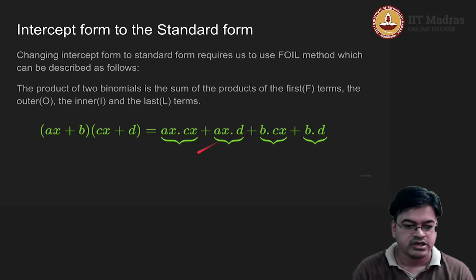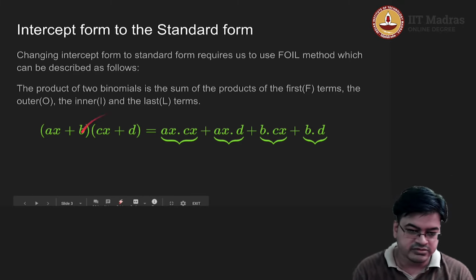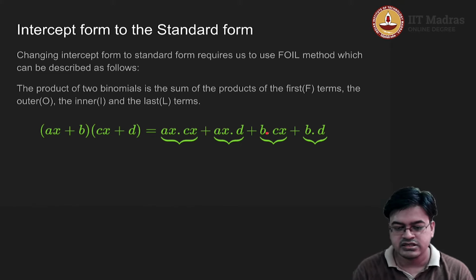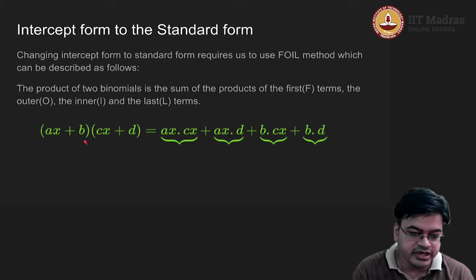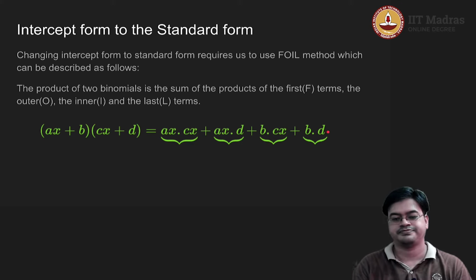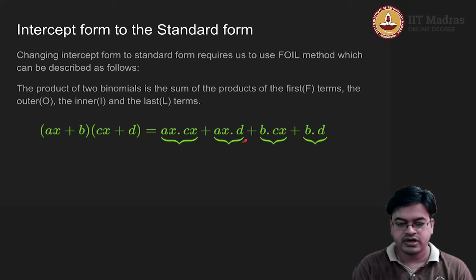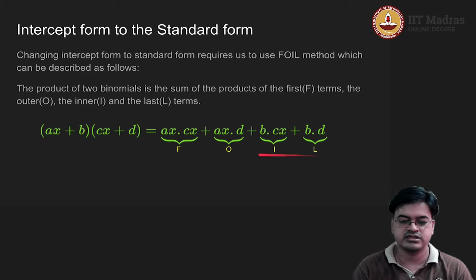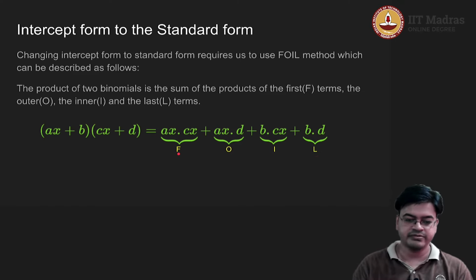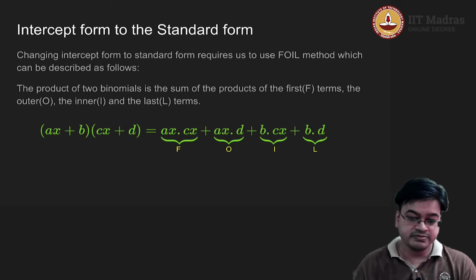Then you take the inner terms, that is b and cx. So b into cx is the inner term, and b into d are the last terms. First term, outer term, inner term, and last term. That way we will multiply these things together. That means I will get the first term as acx squared, the second term as (ad + bc) times x, and the third term as bd.